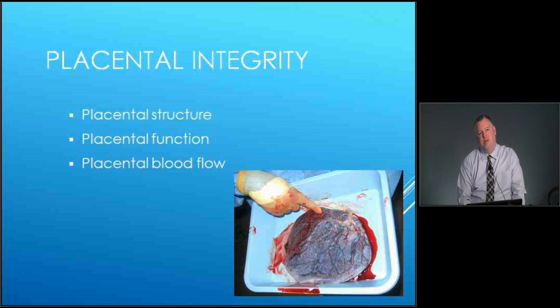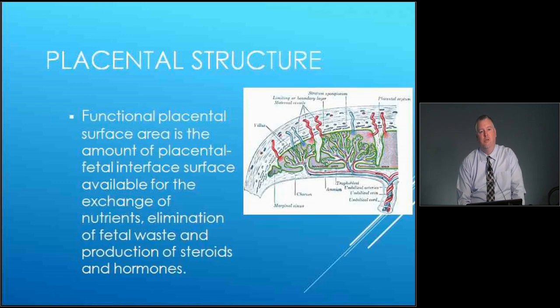So, placental integrity. We think about things with the placental structure, the placental function, and then blood flow through the placenta. Placental structure. The functional placental surface area is the amount of the placental fetal interface surface available for gas exchange and nutrients. It also allows for the elimination of waste products and the production of steroids and hormones.